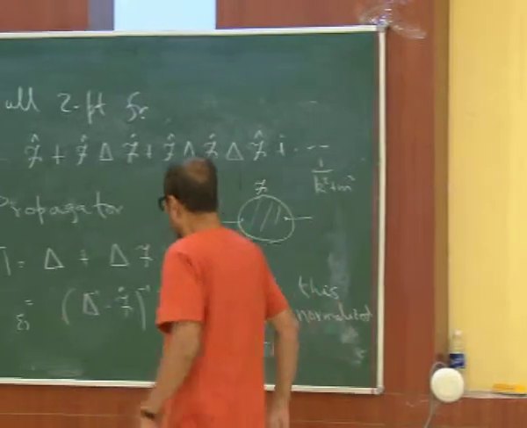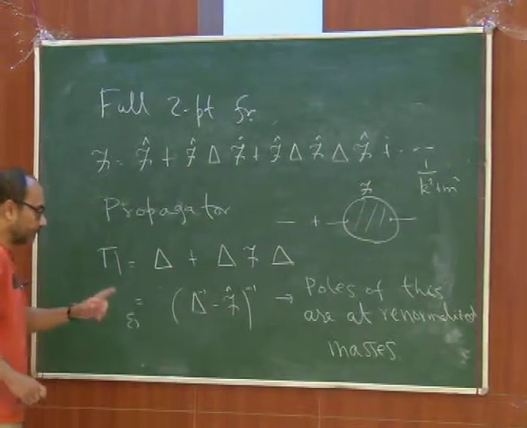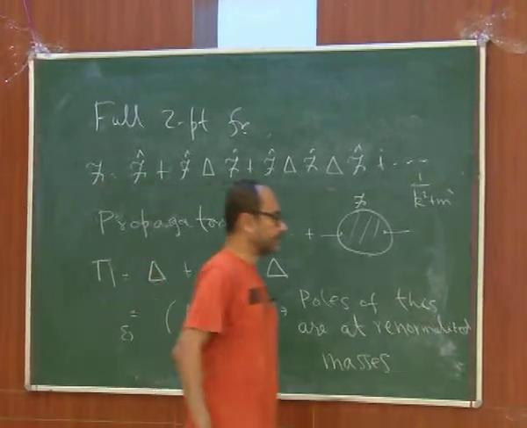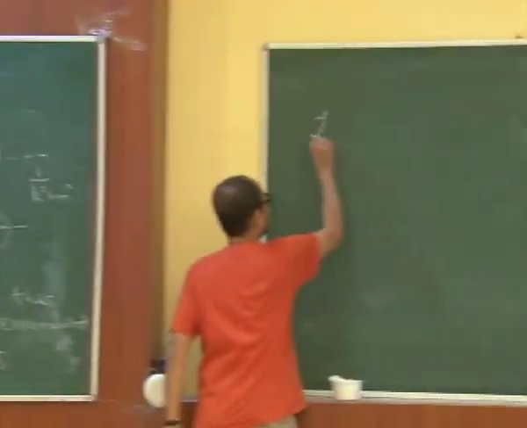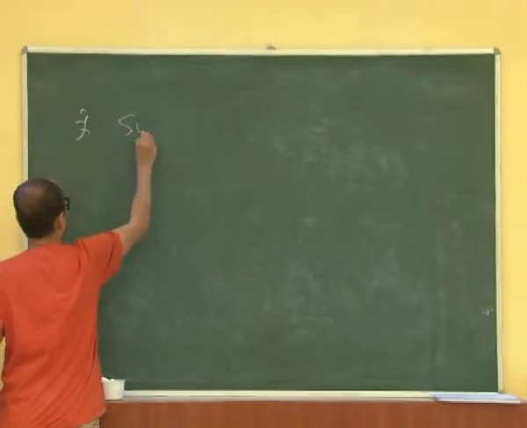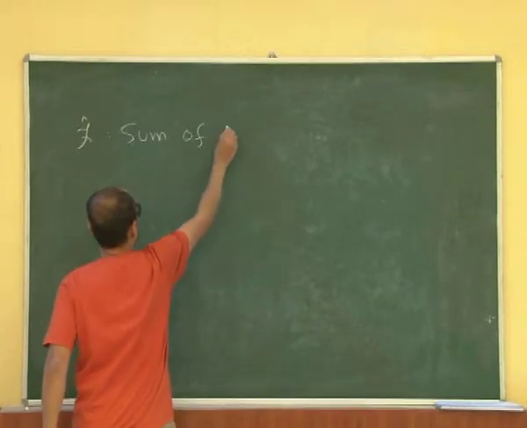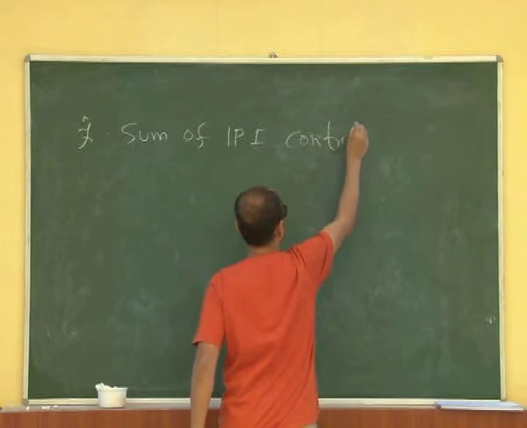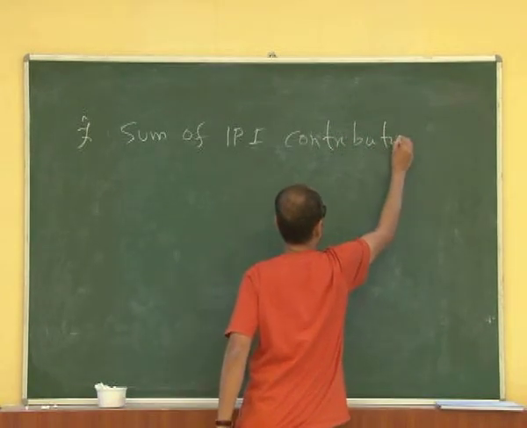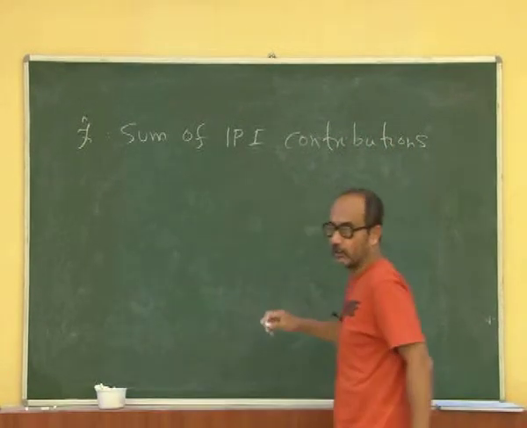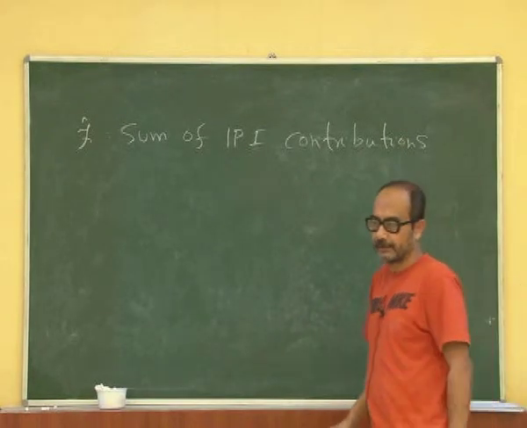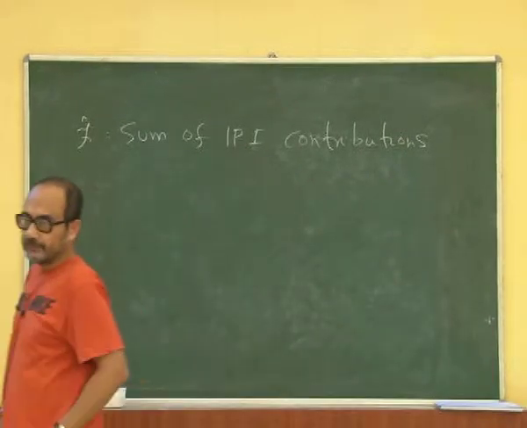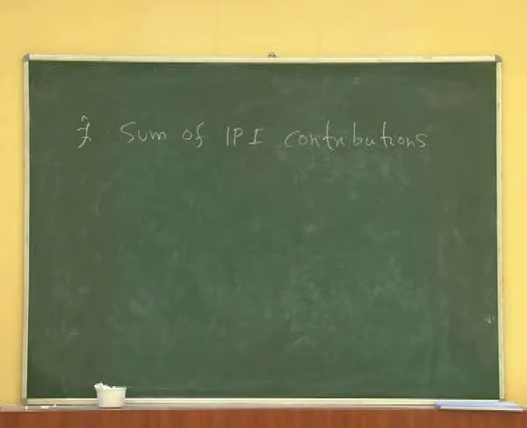So, we want to analyze the poles of this. What is special about F hat? F hat is the sum of 1PI contributions, so these get contributions from the 1PI Riemann surfaces. Now, one special feature of 1PI Riemann surfaces is that they never include degenerate Riemann surfaces.